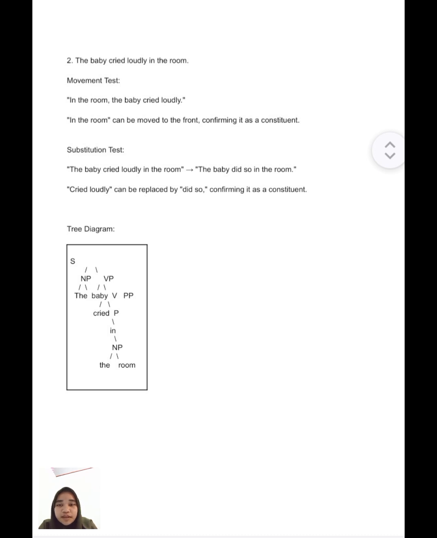And then the second sentence is: the baby cried loudly in the room. In movement test: in the room, the baby cried loudly. "In the room" can be moved to the front, confirming it as a constituent. In substitution test: the baby did so in the room. "Cried loudly" can be replaced by "did so", confirming it as a constituent.